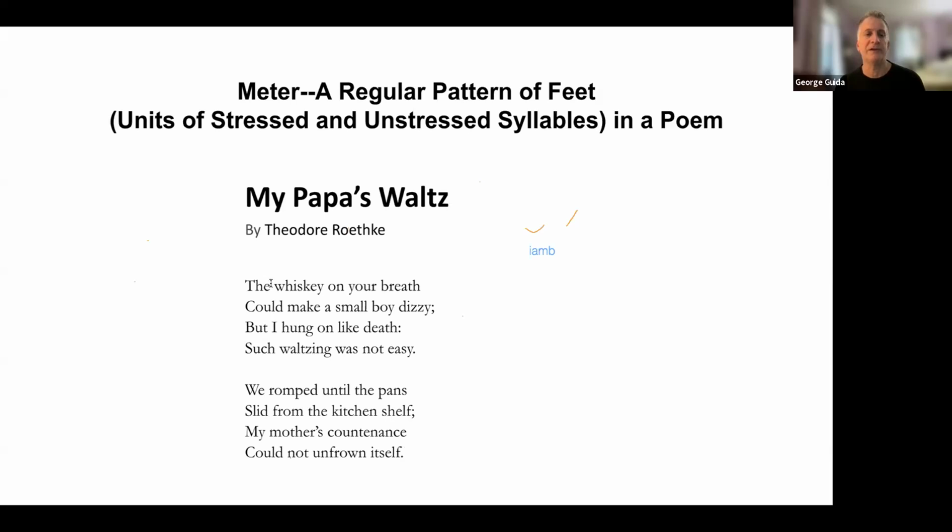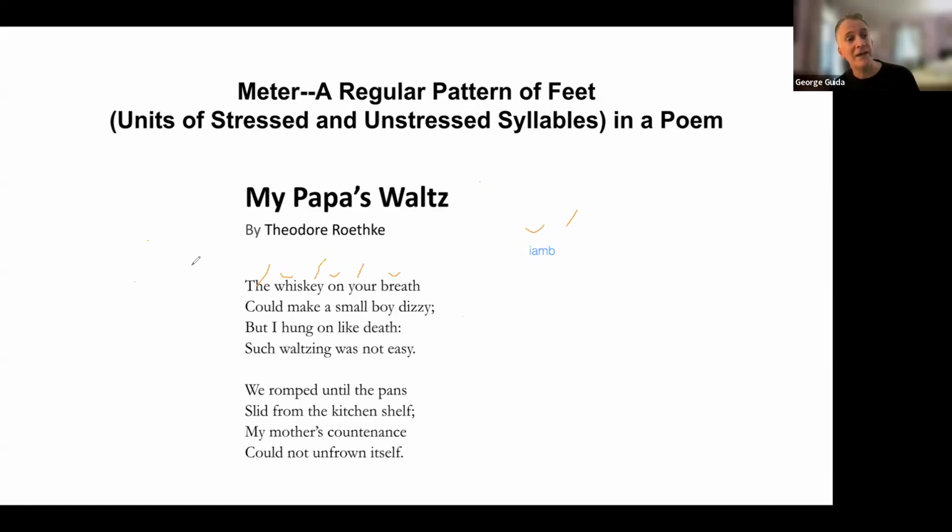And you'll say, okay, professor, I see it. I see that there is this regular pattern of stressed and unstressed, right? Stressed, unstressed, stressed, unstressed, stressed, unstressed. And you might also ask, professor, how do I know what's stressed and what's not stressed? By speaking the line out loud. And by speaking it the way you would normally say it, or most people would normally say it, right? The whiskey on your breath, the whiskey on, and then think about the stress. The whiskey on your breath, the whiskey on your breath.